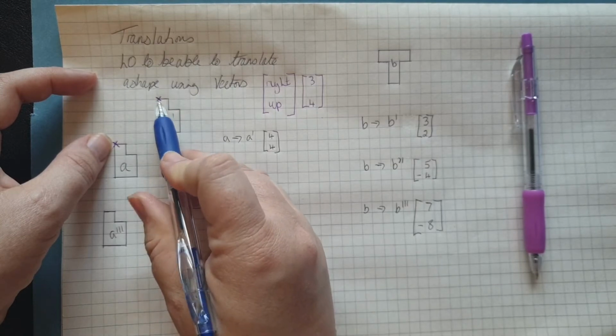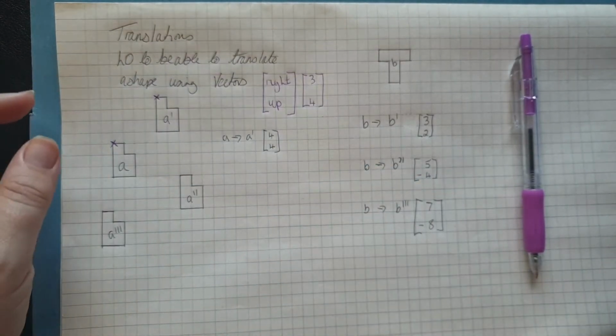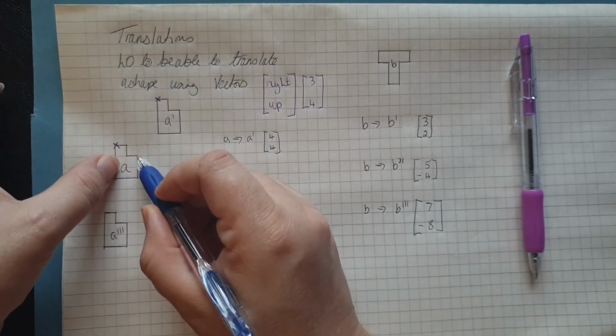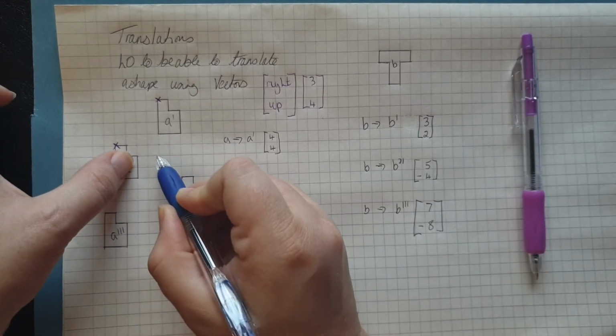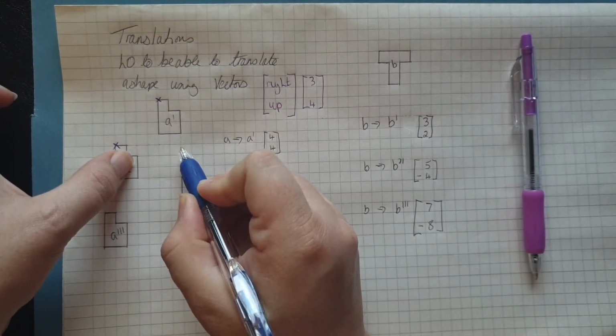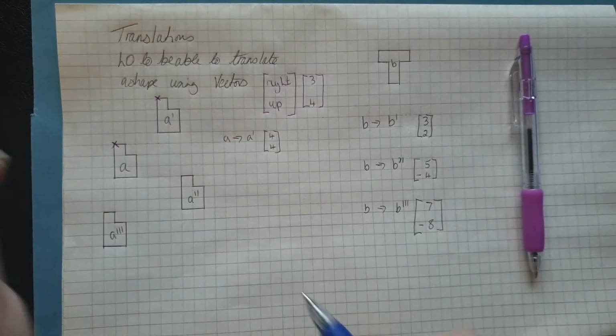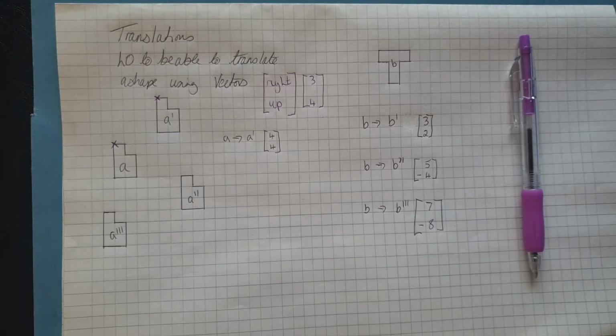Now again, pick another corner to check it. I'm going to pick this corner here. 1, 2, 3, 4. 1, 2, 3, 4. And when you're doing this, you've got to make sure that you're picking the same shape. Okay, you're picking the same corner.